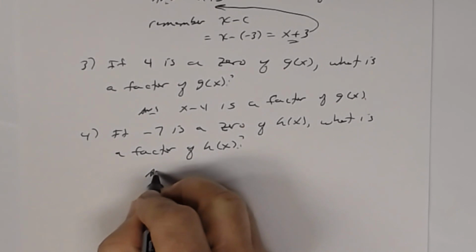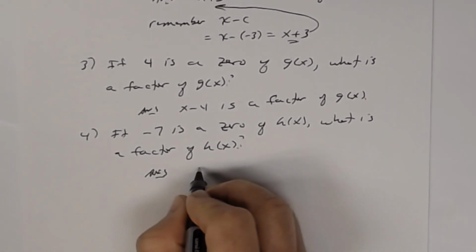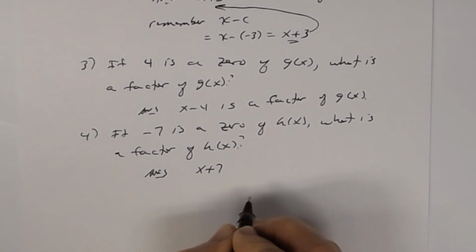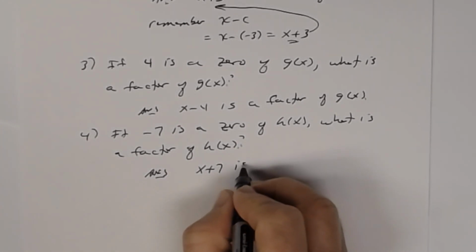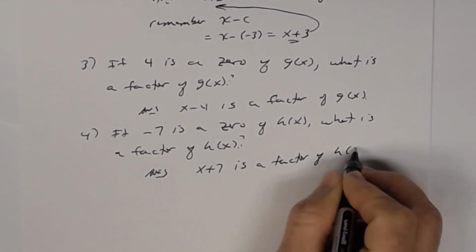All right, so your answer, and I need you to say it like this. I need you to say your factor is going to be x plus 7. Okay, so x plus 7 is a factor of h of x.